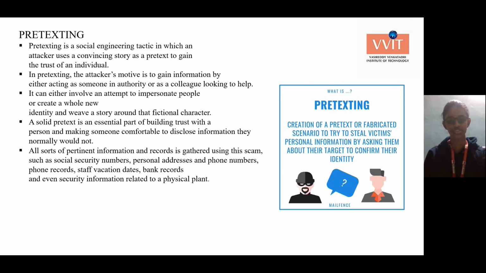The third form is pretexting. Pretexting is where the attacker uses a convincing story to gain the trust of an individual. In pretexting, the attacker's motive is to gain information either by acting as someone in authority or a colleague looking to help. It can either involve an attempt to impersonate people or create a whole new identity and weave a story around a fictional character.